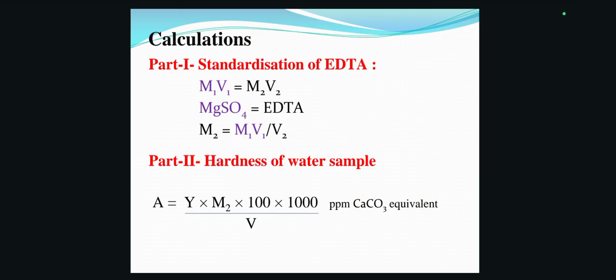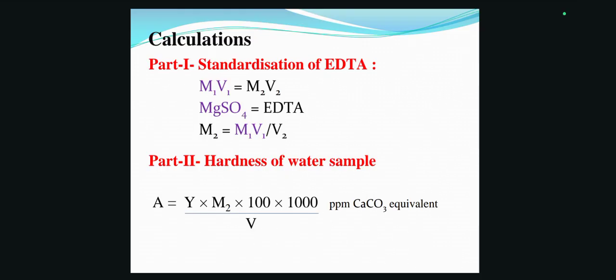If you see the formula of hardness of water sample, you can see that A is the hardness of the water sample, which is equal to Y into M2. So this M2 is what? This is the M2 that we got in part 1. So that M2 we required. Y is what? We already saw in the experimental part of part 2. Y is the burette reading. And what kind of burette reading? The time when we got blue color, we stopped titration and we noted the burette reading as Y ml.